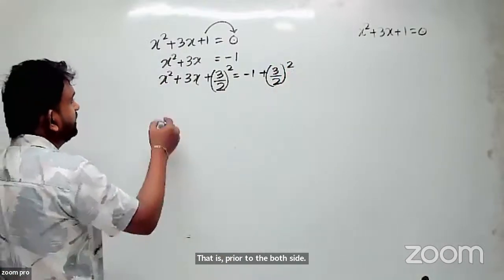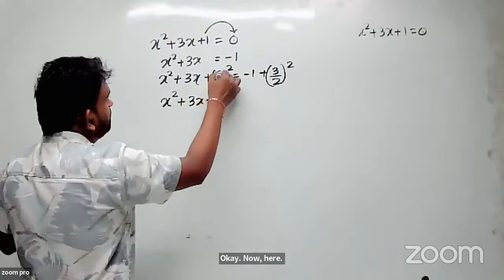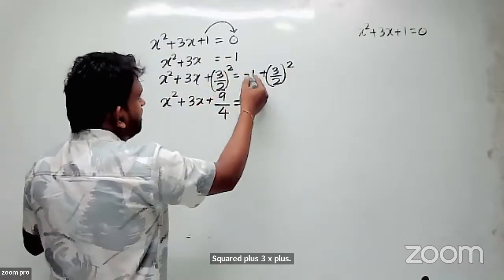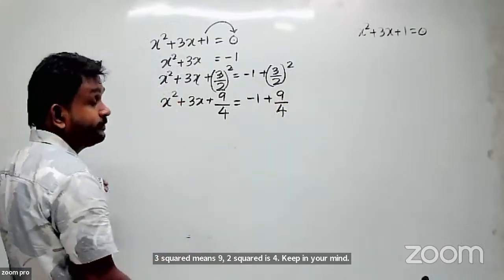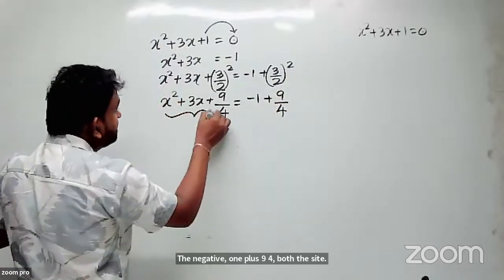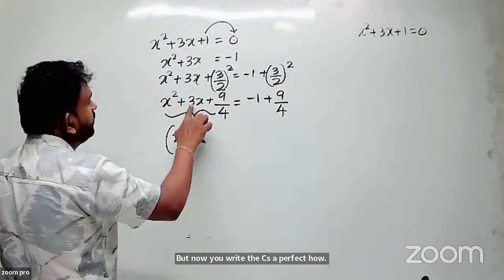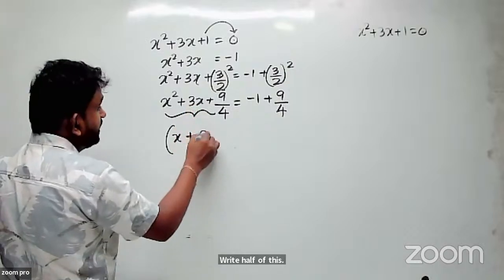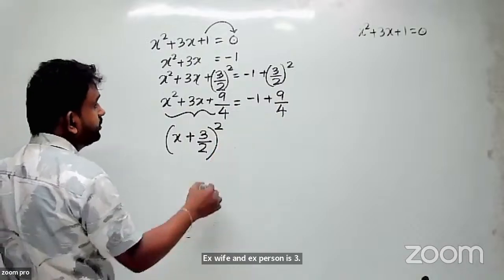Okay, now here x squared plus 3x plus (3/2) squared means 9/4. Keep that in your mind. Then negative 1 plus 9 upon 4 on both sides. So now you write this as a perfect square. How? x plus half of the x coefficient, which is 3, so half of that means 3 upon 2, perfect square equal.